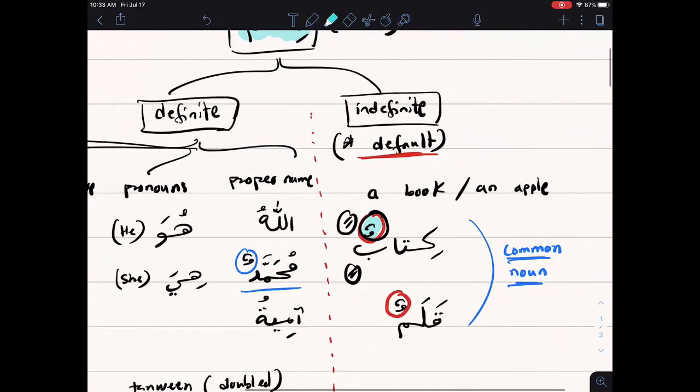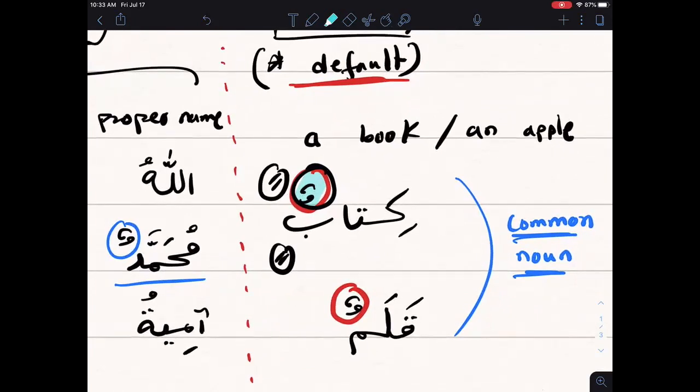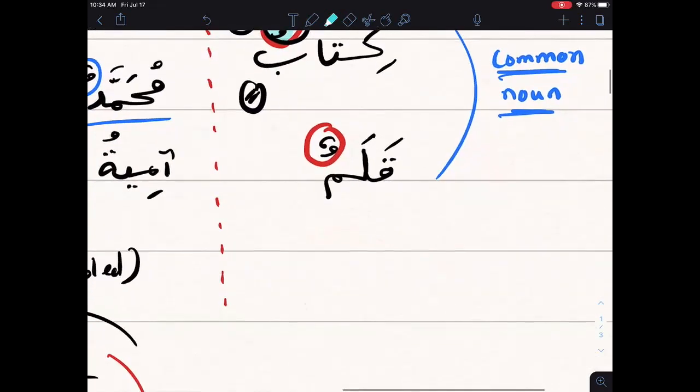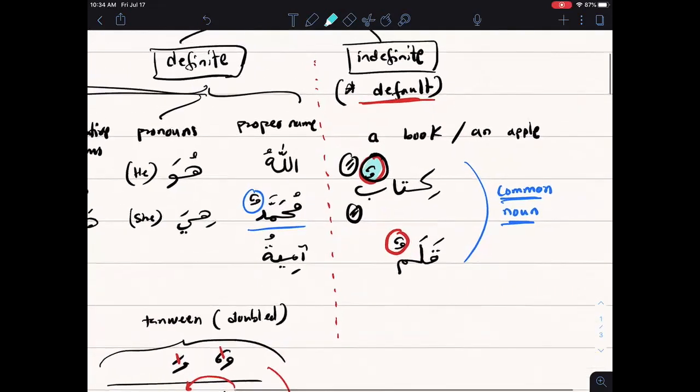Okay. And we said that for indefinite common nouns, we put tanween. When we have a tanween, and just think simple, don't make it too complicated: if it's tanween and it's not a proper name, then it is indefinite. Qalamun, kitabun, babun, miftahun, shamsun, all of these things are indefinite.